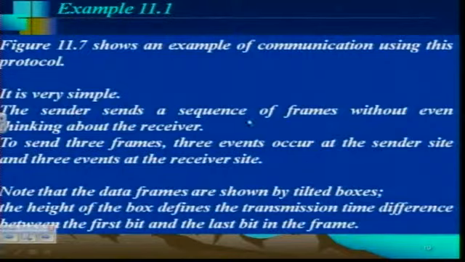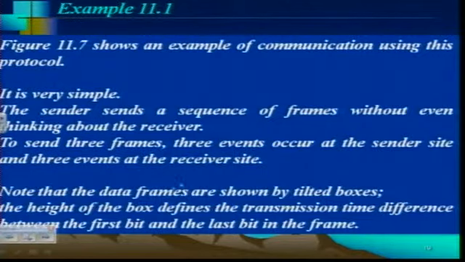The sender sends a sequence of frames without even thinking about whether the receiver is ready to receive or anything of that kind. There are 3 frames in this case that are sent, so obviously 3 events are going to occur at the sender side, and those are all triggered by the network layer. On the receiver side, 3 events would be triggered by the physical layer saying, hey, we have received a frame.